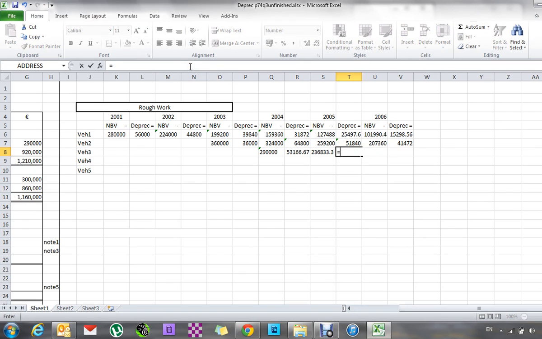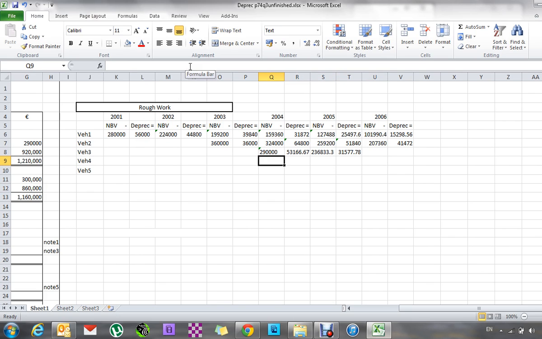I'll try that one again. So there's that figure times 20% times 8 over 12. Okay, and that vehicle is now gone, so obviously there's no depreciation in that year for it.